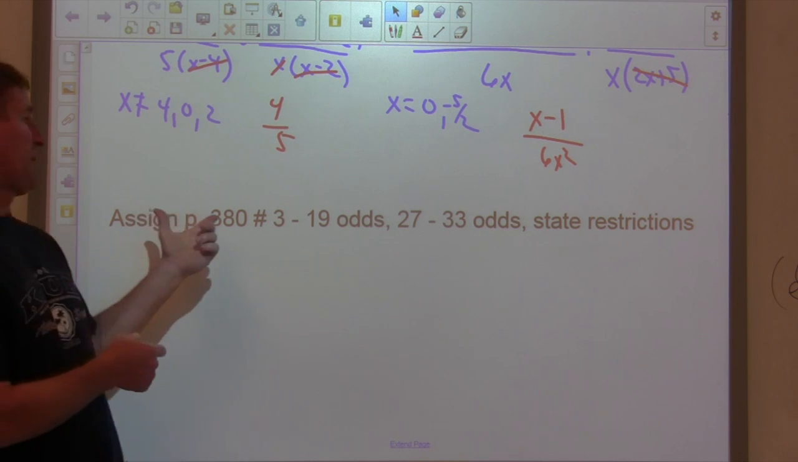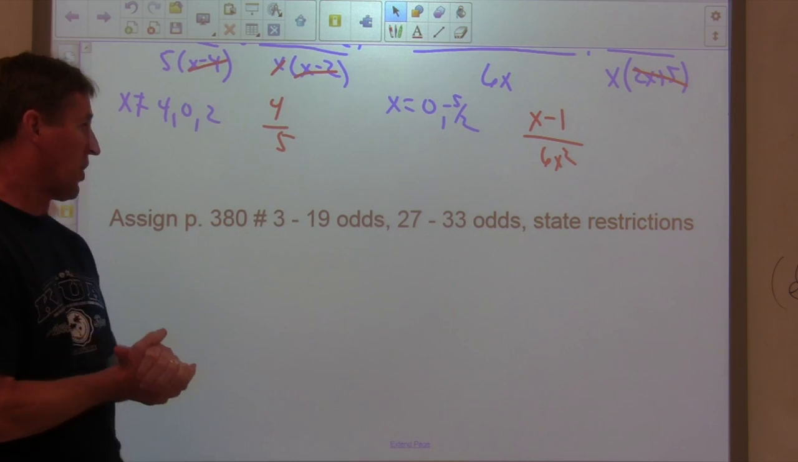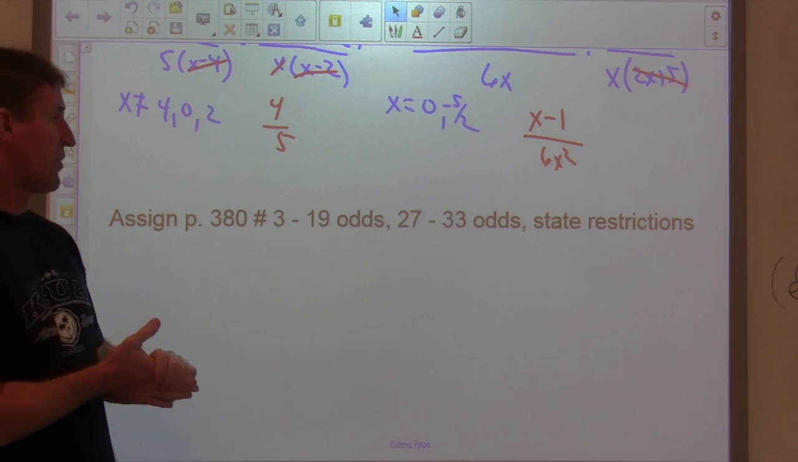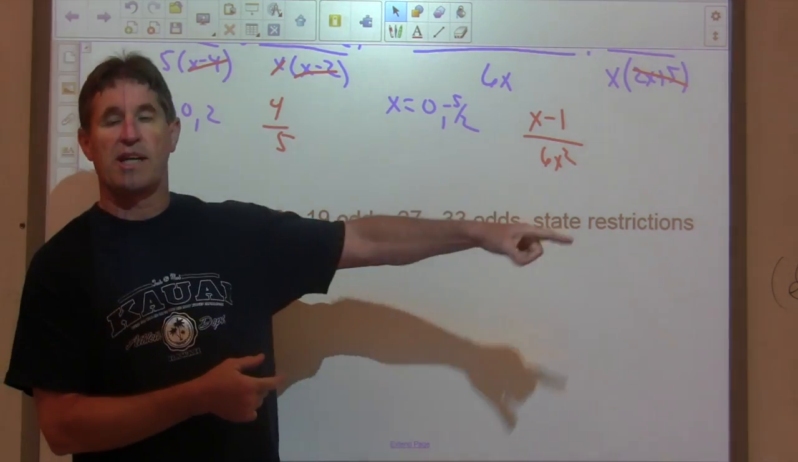So your assignment is on page 380, numbers 3 to 19, the odds, and 27 to 37, the odds. Make sure to state the restrictions.